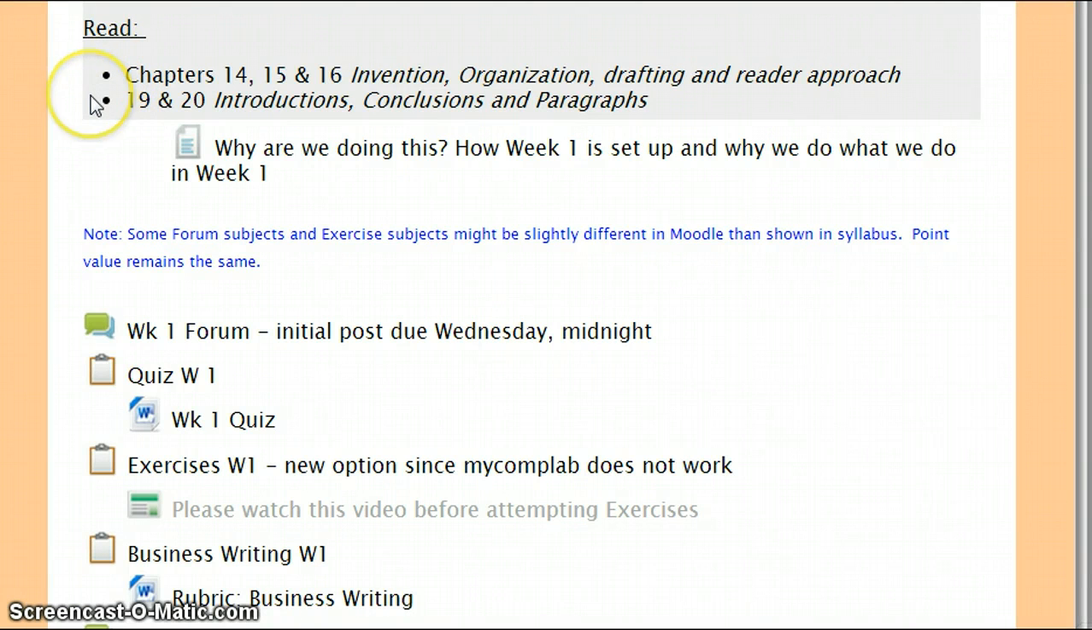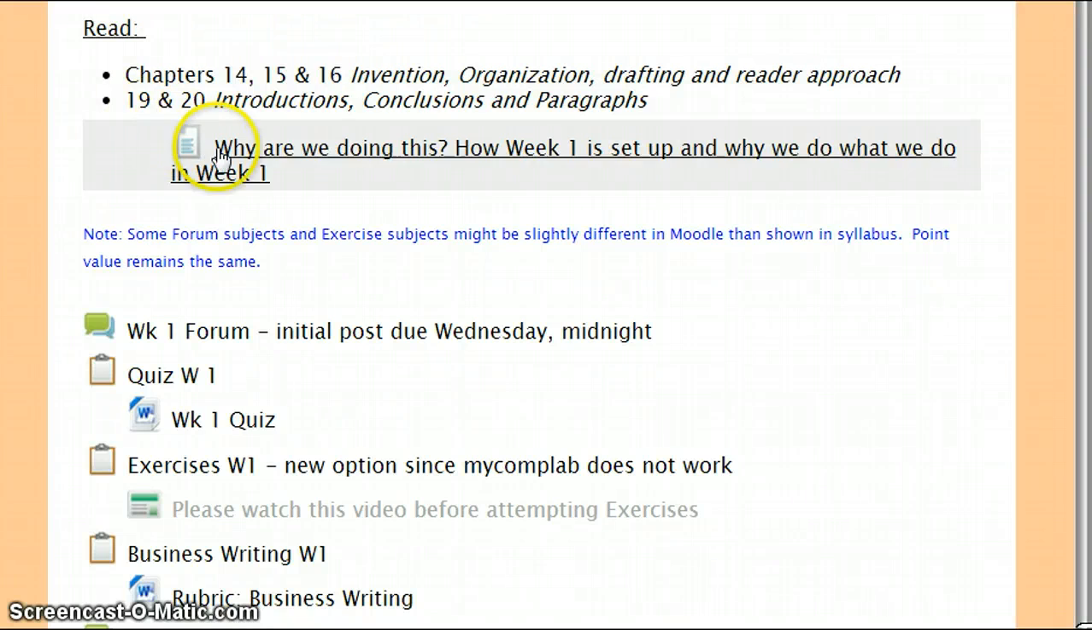First of all, I start the class out with these assigned chapters, 14, 15, 16, 19, and 20. Just a quick blurb here. My students seem to really enjoy this textbook. It has short chapters with about 3 objectives per chapter, so the chapters are easy to digest and students really appreciate that.